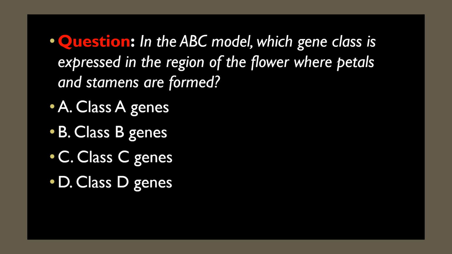Next question on your screen. In the ABC model, which gene class is expressed in the region of the flower where petals and stamens are formed? Options are given. So the answer is class B genes are expressed in the region of the flower where petals and stamens develop. They interact with the class A and C genes to determine the identity of these floral organs. So the answer is class B genes.